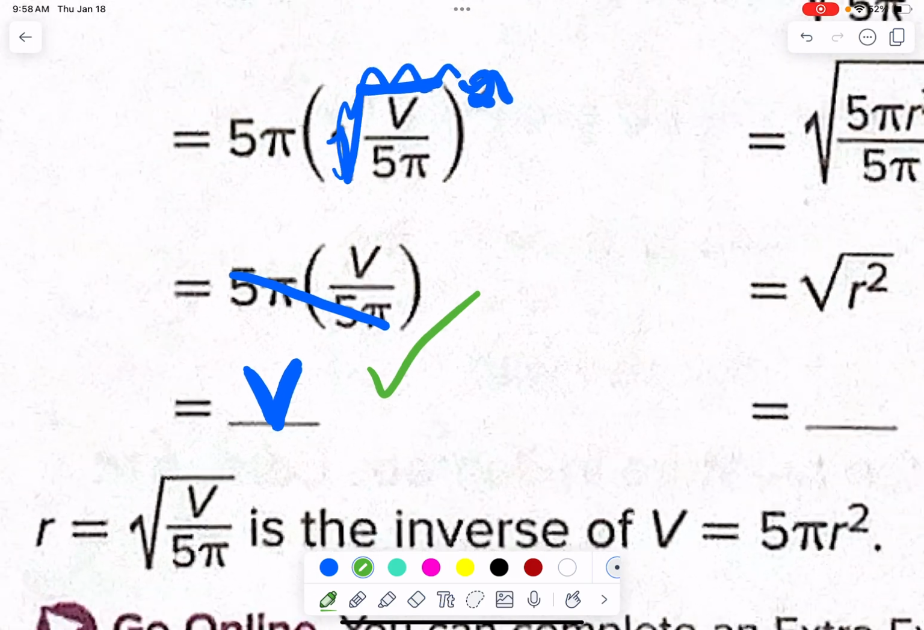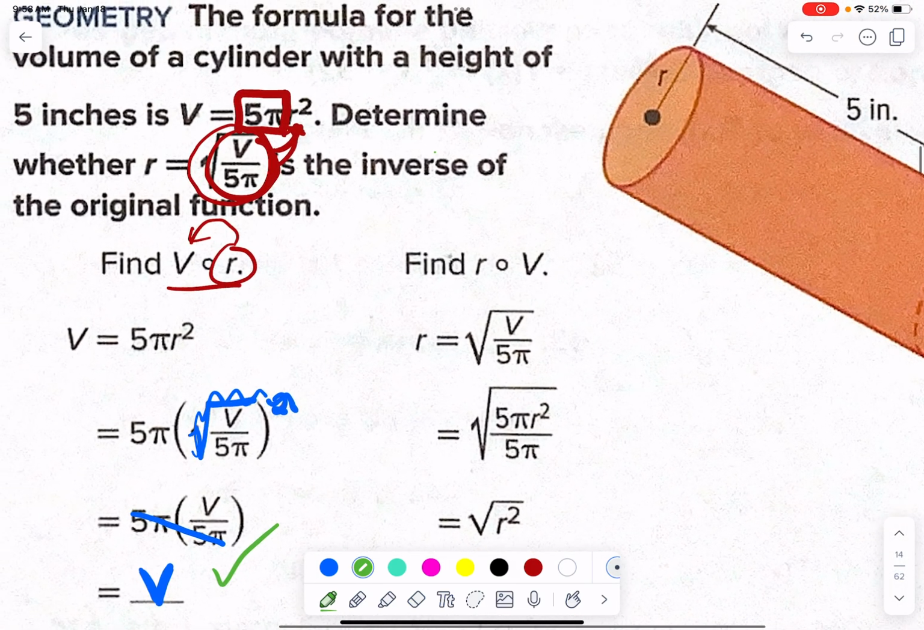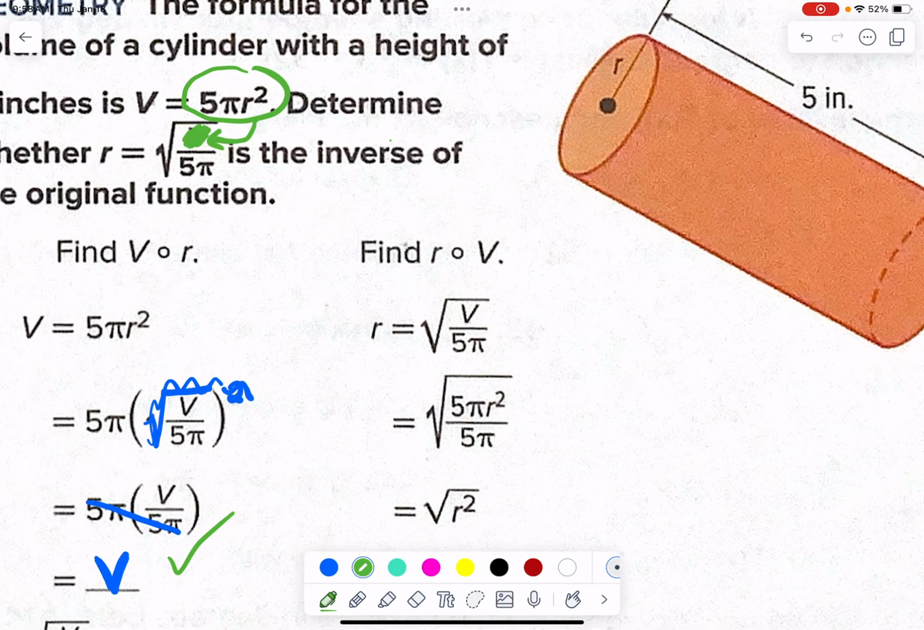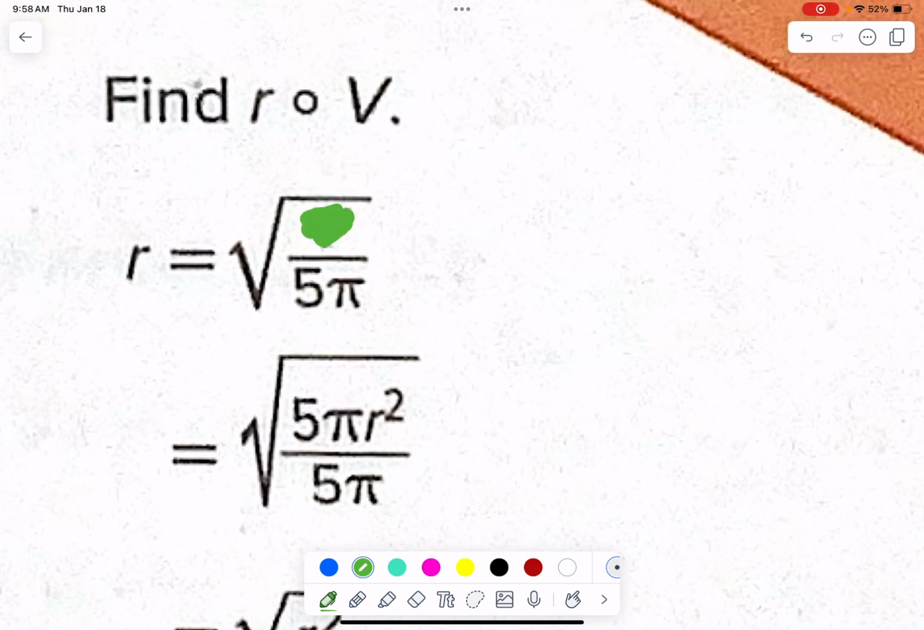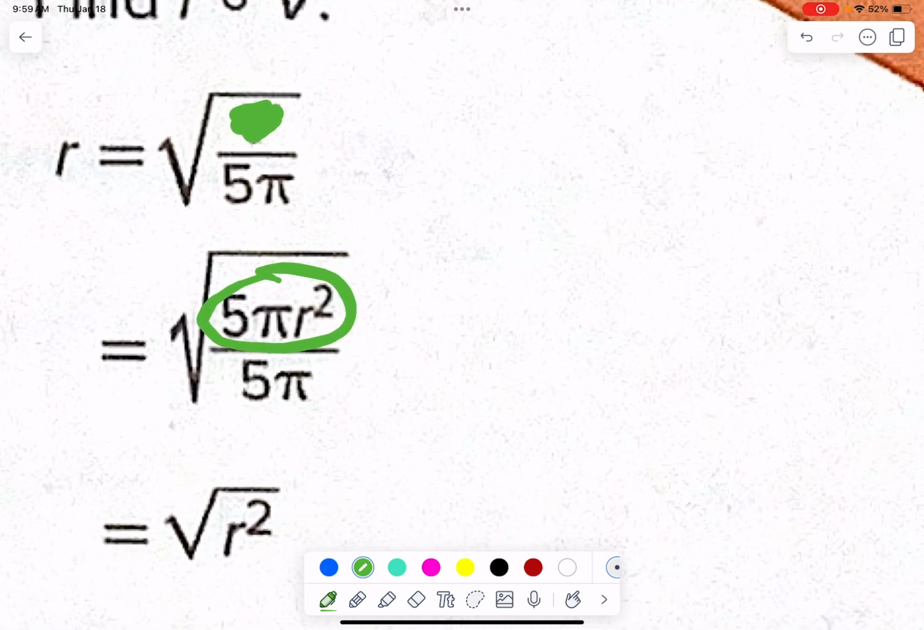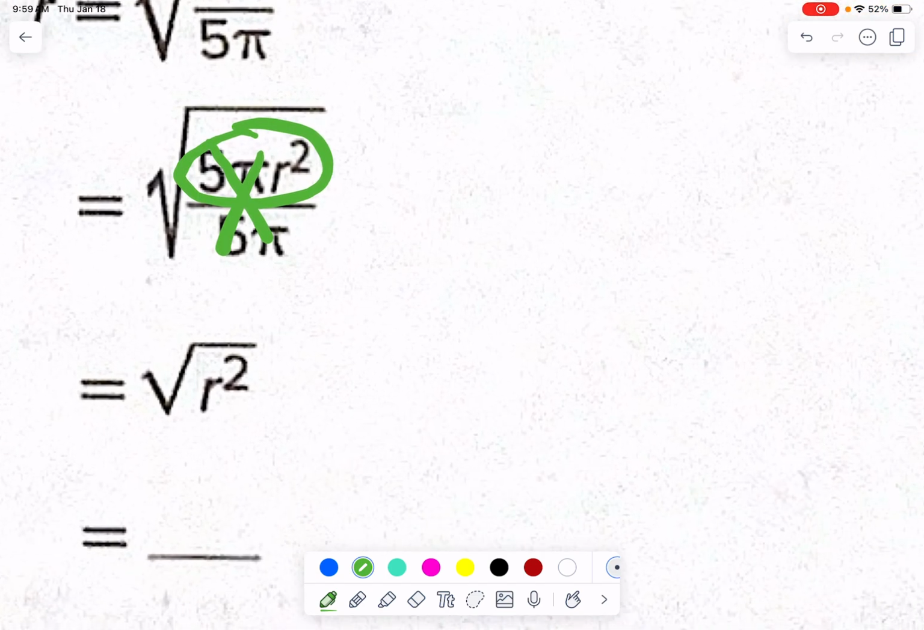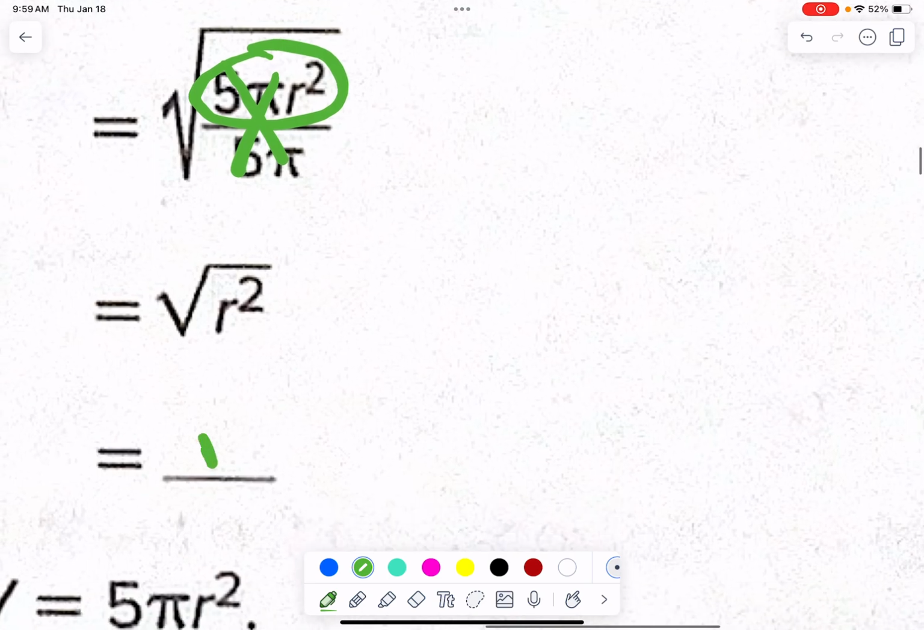We're good to go. Now I have to do the other route, and I have to do r composed of v. So instead, I'm plugging this into this function for v, right? Okay, so instead of putting v here, I'm putting this stuff into that place, okay? So instead of v here, I'm putting 5 pi r squared in for that, okay? And then I'm reducing to see what I have left over. 5 pi, those are going to cancel, because one's on the top, one's on the bottom. I can reduce that. And then I have the square root of r squared. The square root of r squared is r, okay?